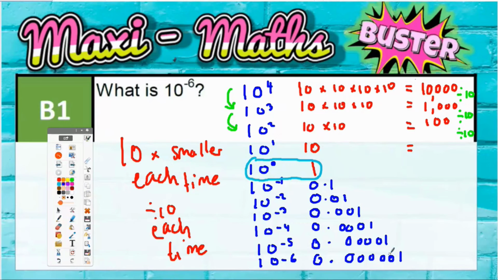So just remember, every time you go up a power of 10, you're getting 10 times bigger. And every time you go down a power of 10, your answer is getting 10 times smaller than the previous answer.